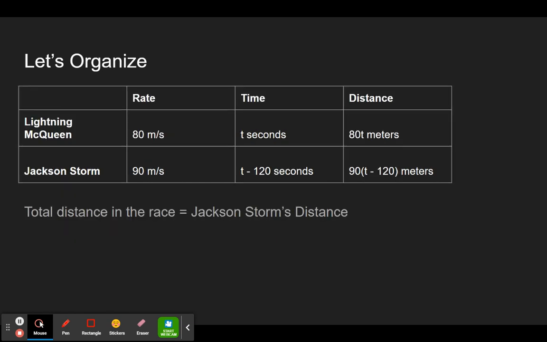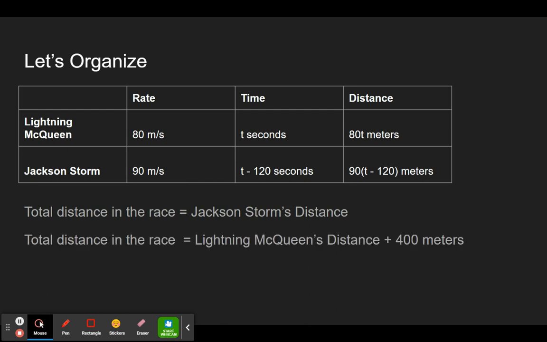Now, the total distance in the race is Jackson Storm's distance because Jackson Storm is saying that he is going to finish the race and beat Lightning McQueen by 400 meters. So Jackson Storm has driven the entire distance of the race when it ends. The total distance in the race is also equal to Lightning McQueen's distance plus 400, because when the race ends, Lightning McQueen is still 400 meters shy of the finish line. So, however far he's driven, plus that extra 400 meters, is the total distance in the race.